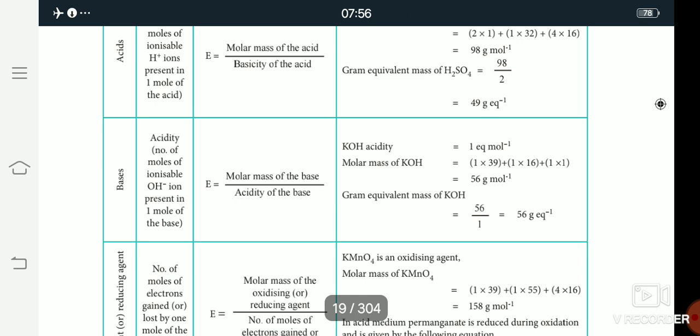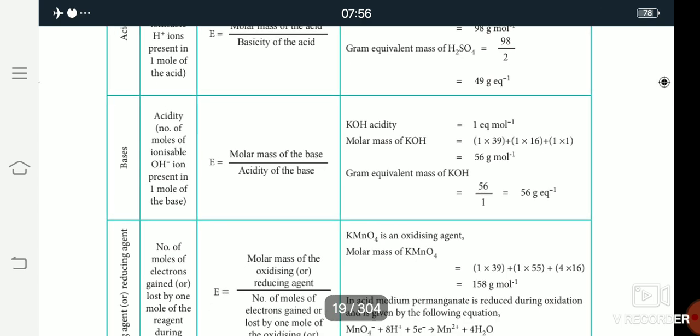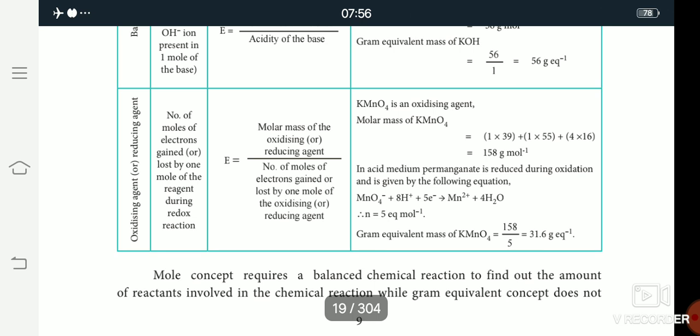So only one hydroxide ion is replaced. So 56 divided by 1. The answer is 56 gram equivalent per mole. Then the next one is salt. The salt is the oxidizing agent and reducing agent.